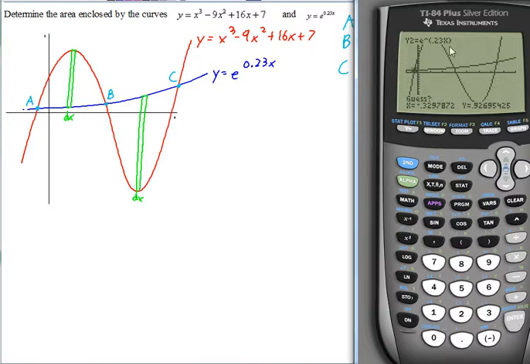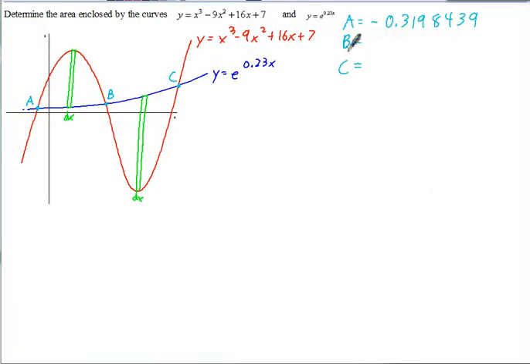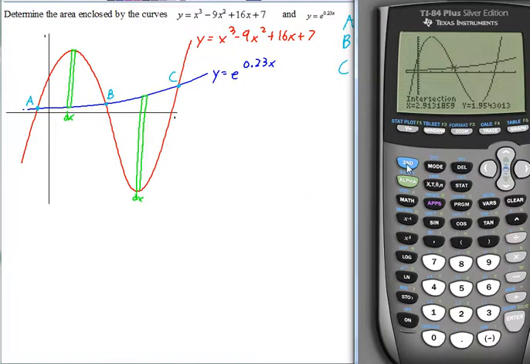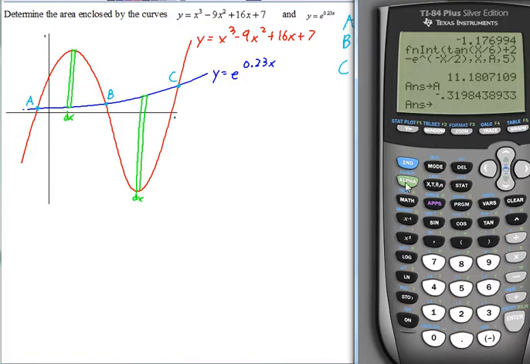Let's find our second point of intersection. First curve enter, second curve enter. I'll guess this one's over here, it looks like around 3. So I have to move my right arrow way over there. And it's 2.91381859. And let's store that in our calculator as B.